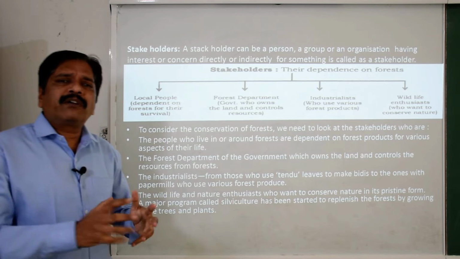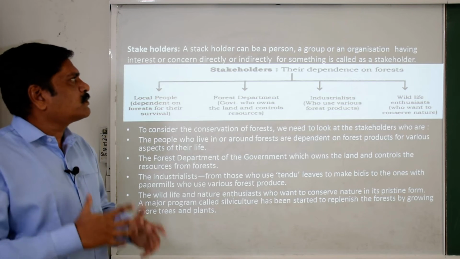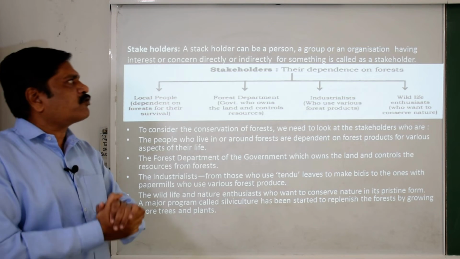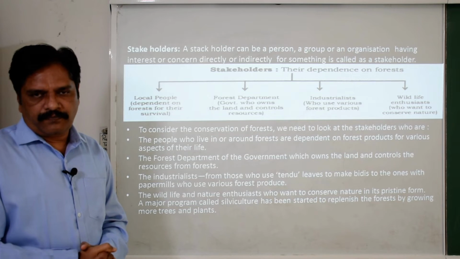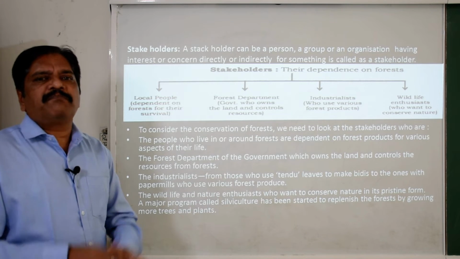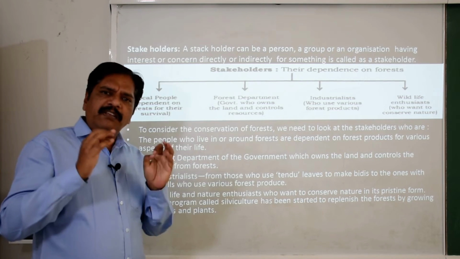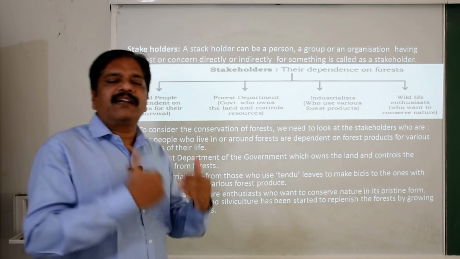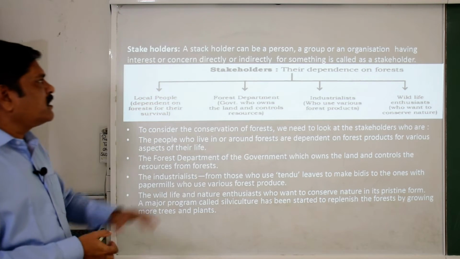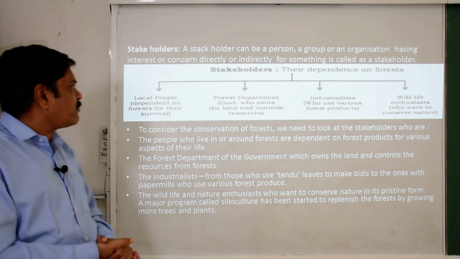Okay, so first, what is a stakeholder? A stakeholder can be a person, a group, or an organization having interest or concern, directly or indirectly, for something. That means it may be a person, an agency, a group of persons, or an industrialist. Anyone who is directly or indirectly concerned with such a resource is called a stakeholder. So if we observe the stakeholders of the forest, then we basically have these four stakeholders.